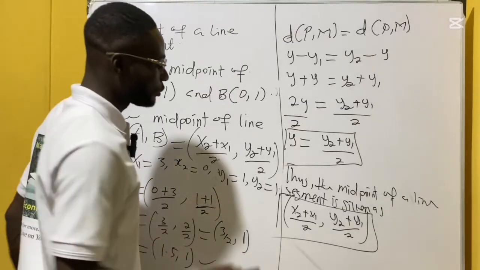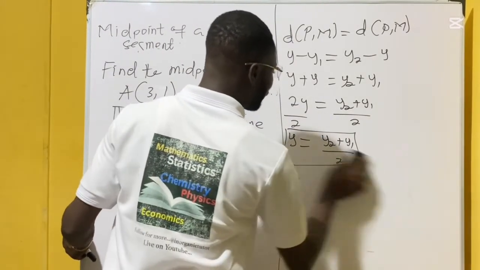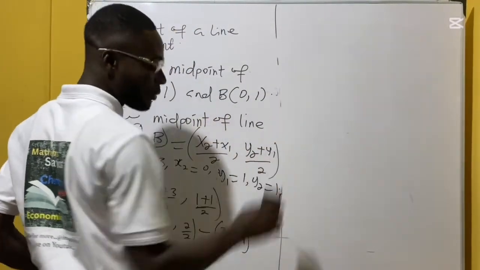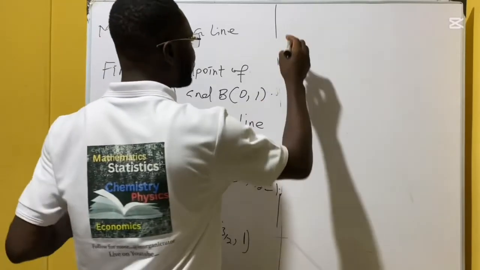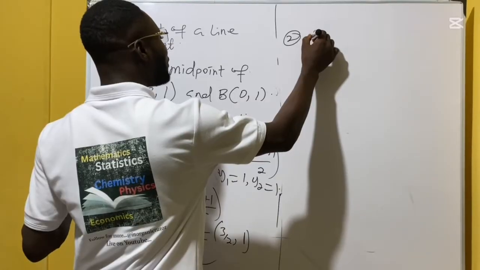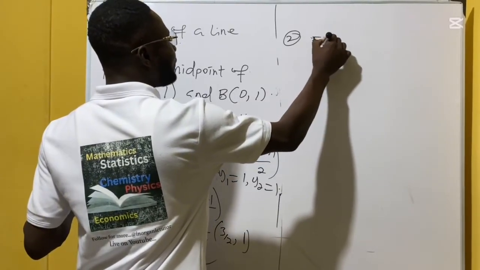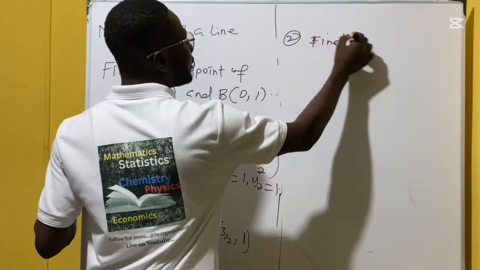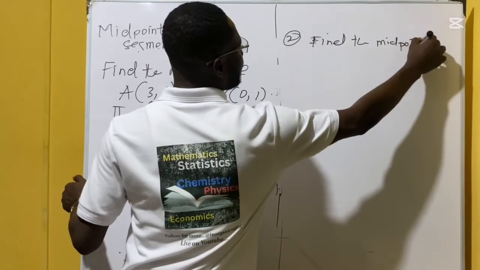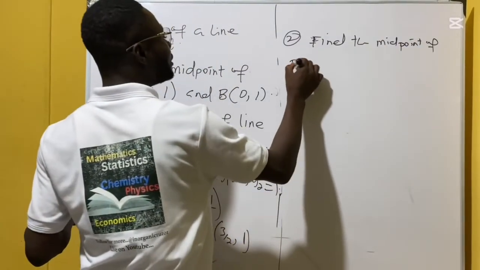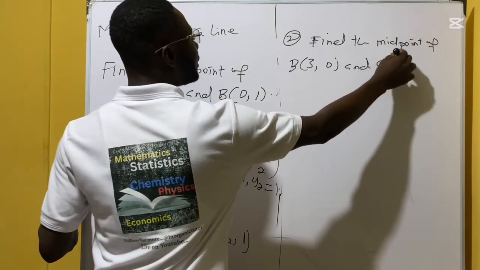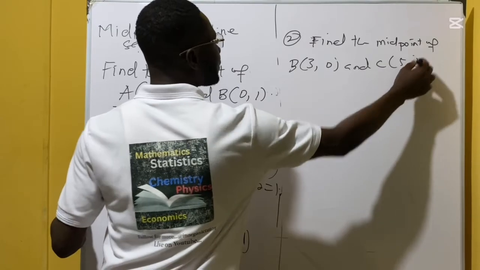Let's take example 2, okay? To enhance your understanding. Always I want you to understand the concept, right? So example 2, we want to find the midpoint of B (3, 0) and C (5, 1).